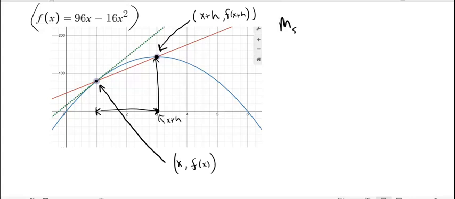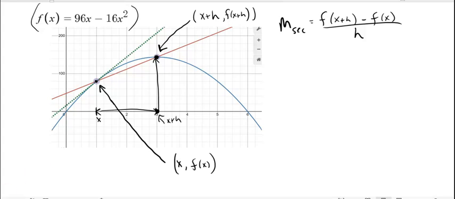So now the slope of the secant line is f of x plus h, y2 minus y1, and then the change in x values is x plus h minus x. All right, x plus h, this is my x value. Remember, they're varying. They can go anywhere. And of course, x plus h minus x is just h. Okay, so that's the slope of this red line.